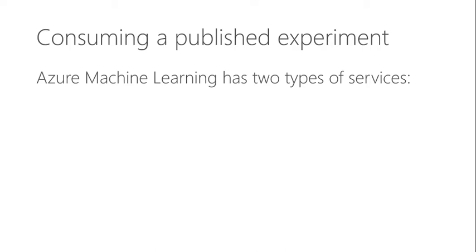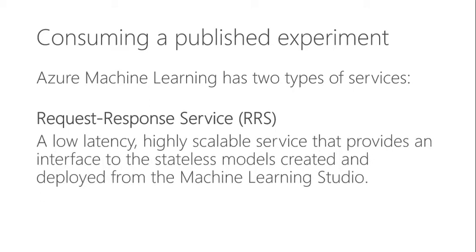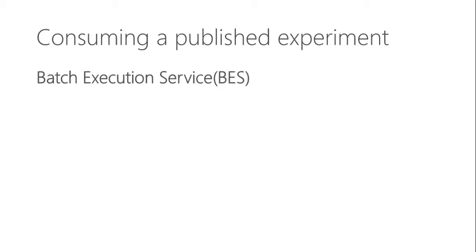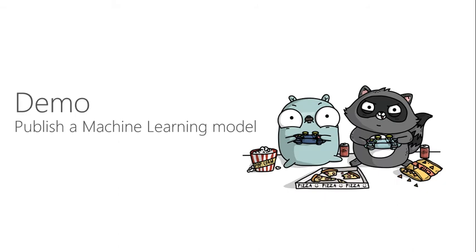It has two types of service. The Request Response Service (RRS): a low latency, highly scalable service that provides an interface to the stateless model created and deployed from the Machine Learning Studio. The Batch Execution Service (BES): an asynchronous service that scores a batch of data records. Let's go for a demo. This demo is about how to publish a machine learning model.